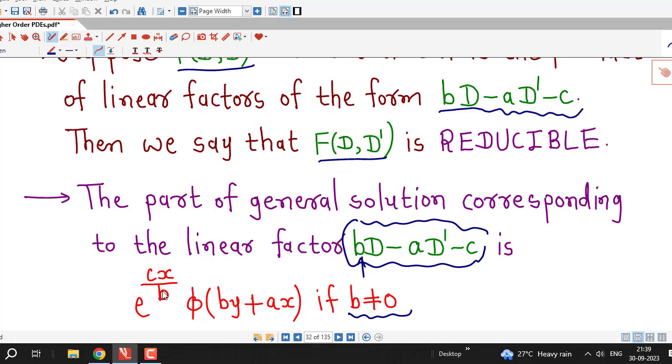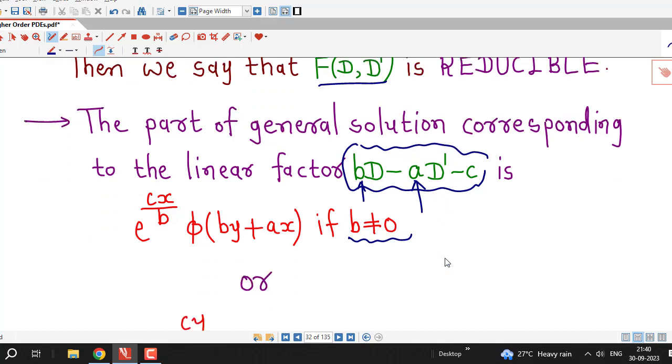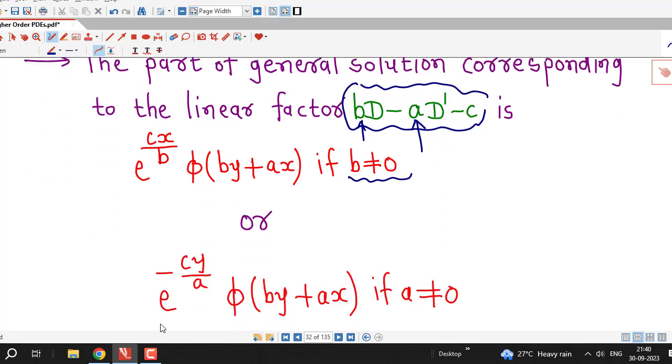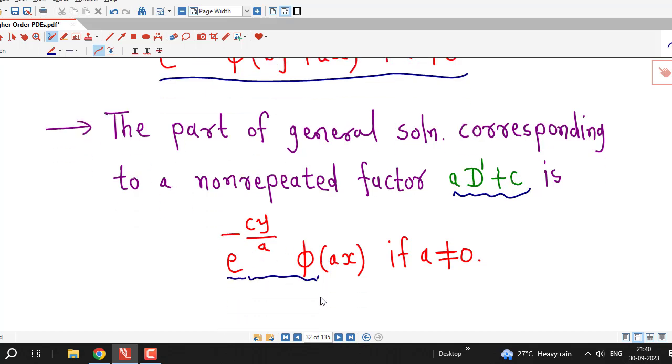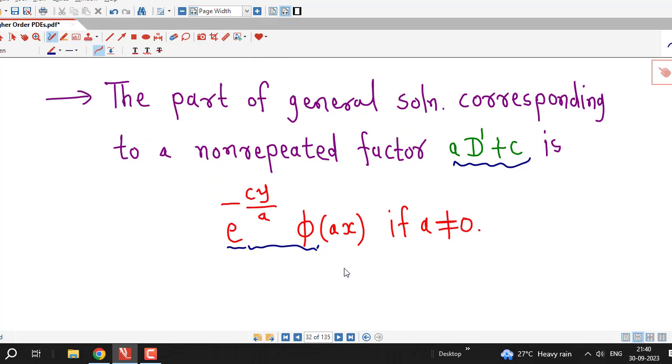Now if b equals 0, then this quantity is undefined because b is in the denominator. In that case, if the coefficient of D' is non-zero, then this will be the formula for the general solution corresponding to this factor: e raised to minus c divided by a times y, and an arbitrary function of by plus ax. We have also discussed that if we have this type of non-repeated factor aD' plus c, then this is going to be the part of the general solution corresponding to it.